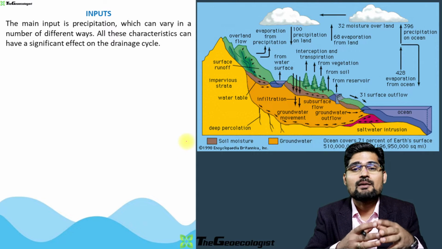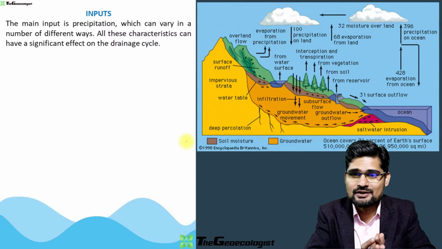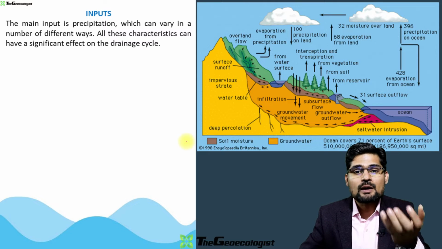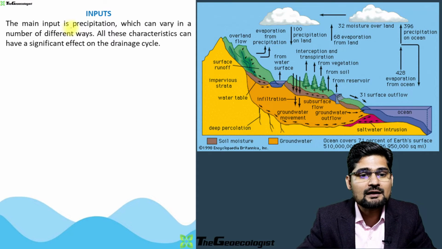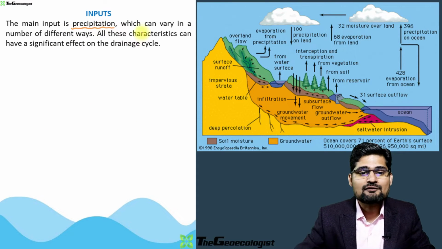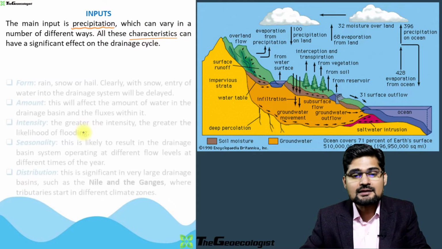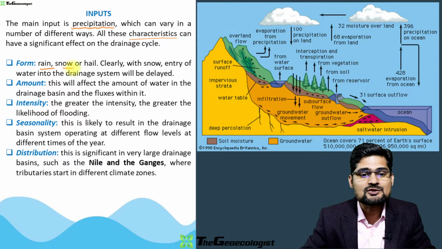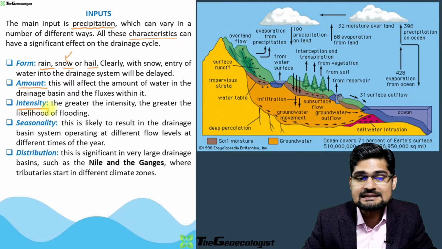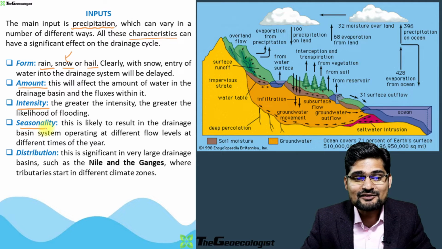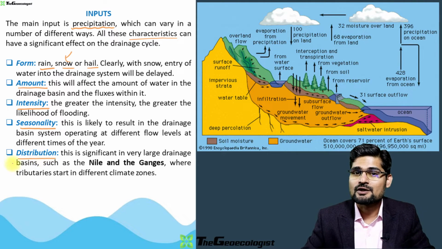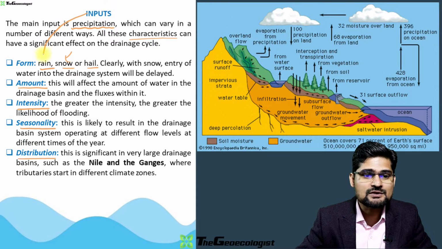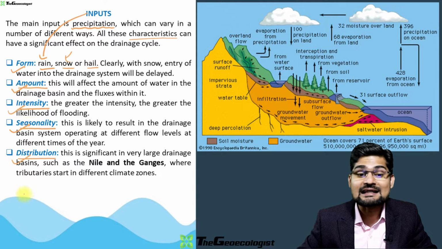First thing that we talk about is the inputs of the system in hydrology. So what are the various inputs? Where is the water coming from? So the main input is precipitation. And if you want to look into the characteristics, here it is. So what are the various forms of input? If you look into rain, snow, hail, and several others, then you have amount of input, then intensity of input, then seasonality of input, and then distribution of input. So what are the keywords when you talk about inputs? You can make a flow diagram for yourself. Form, amount, intensity, seasonality, and distribution.